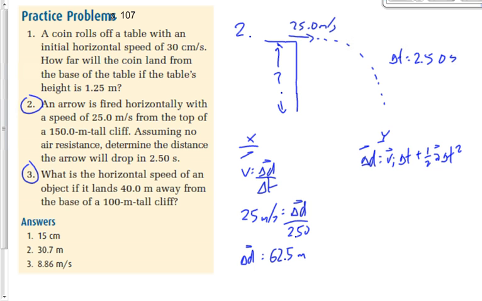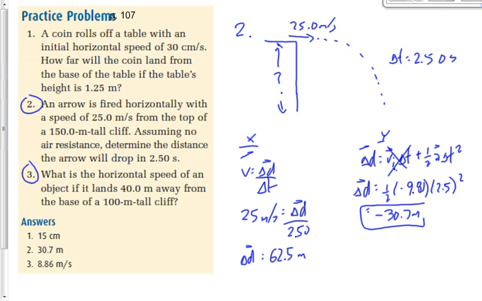The y displacement is what we're looking for. v_i is what? 0. The time is 2.5 seconds, so we're going to say 1/2 of -9.81 times 2.5 squared. Do the math there, and it should work out to be negative 30.7 meters. Hey, why did I get negative and they give me a positive for our answer here?